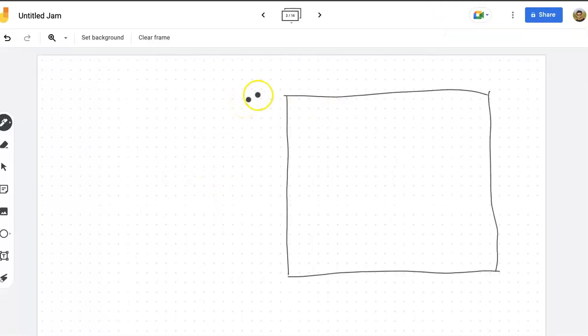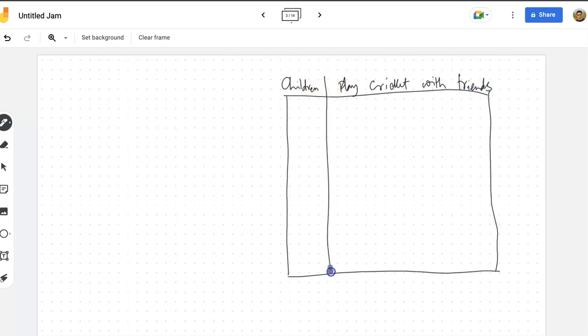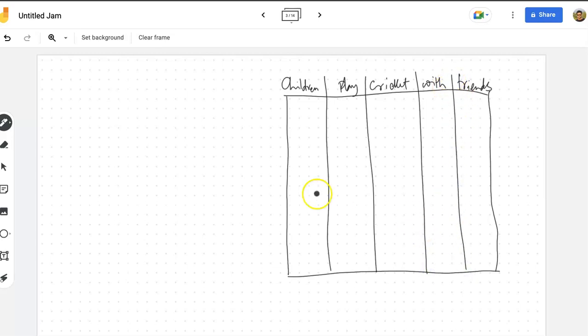So the question is: children play cricket with friends. I will not do it fully. I will just show you some of the steps, then we can write it here also, or you can ignore it.